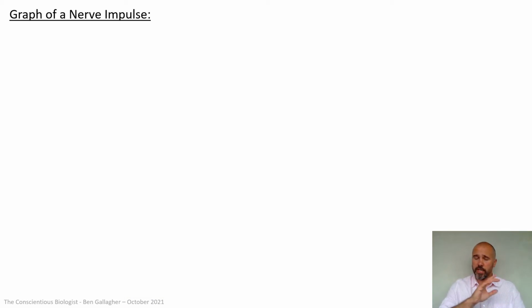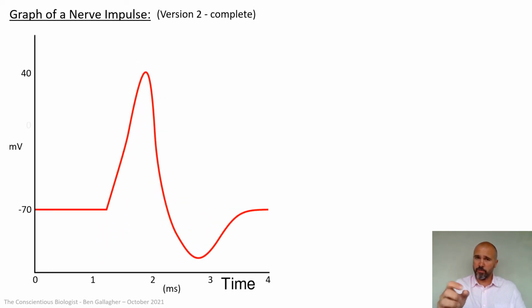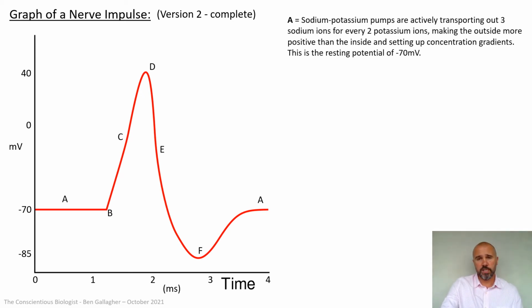Same graph from the previous video, so we can go quite fast on this again. This is version 2 though. Remember from the last video I said it was version 1 because we needed to add this saltatory conduction bit. So we've still got the graph, voltage up the side, time along the bottom, and our points A, B, C, D, E, F. If we're putting the descriptions down, A, remember, was the resting potential. So that's sodium potassium pumps actively transporting out 3 sodium ions for every 2 potassium ions that come in, making the outside more positive than the inside and setting up concentration gradients. That gives you a resting potential of -70.